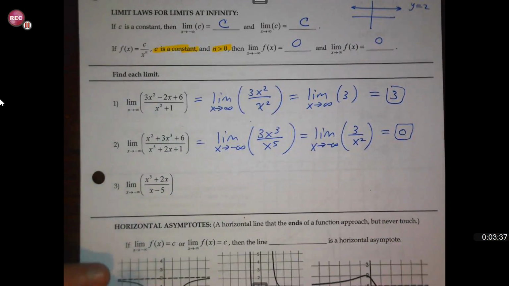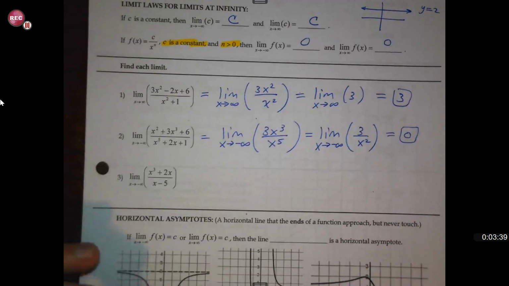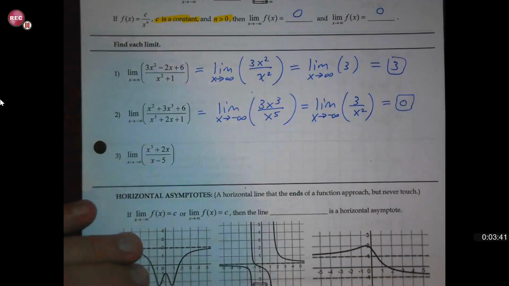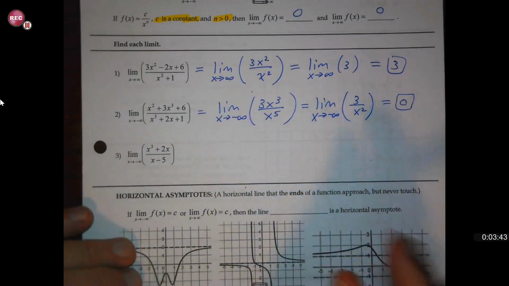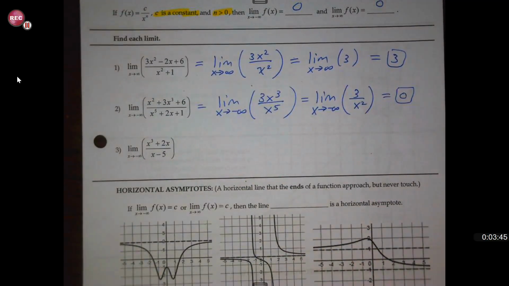Okay, so that brings us to our next example. Why don't you pause the video, see if you can write it out the way we have been, and we will talk about it in a second.